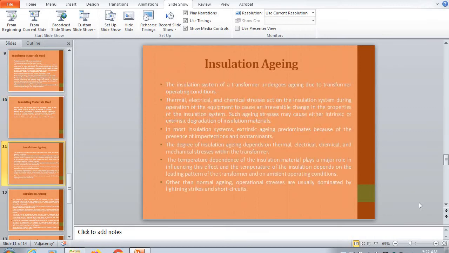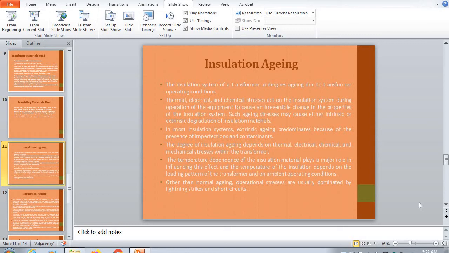But even after that, our transformer with time suffers insulation aging. Now, what is insulation aging? The insulation system of a transformer undergoes degradation with time due to the various operating conditions. Thermal, electrical, chemical stresses act on the insulation system during operation of the equipment to cause an irreversible change in the properties of the insulation system.